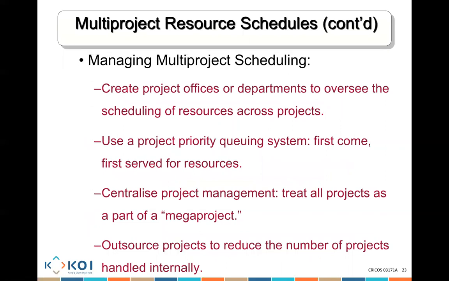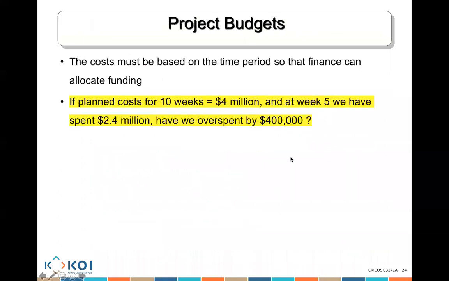And that's why, as a project management company, we create a project management office. That project management office oversees all the resources across all the various projects. They use a project priority queue system: first come, first served. First come, we use the resources first. You centralize project management. You treat all projects as part of one big mega project. We outsource projects to reduce the number of projects handled internally. If we don't have enough resources, let's outsource. Let's get some more people from outside to really help us out.